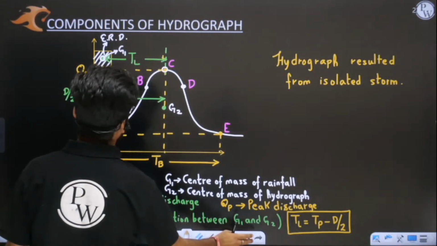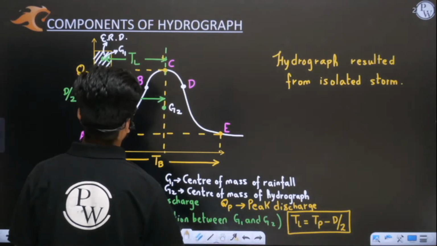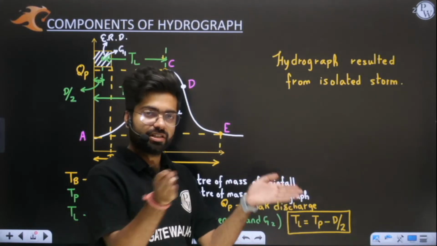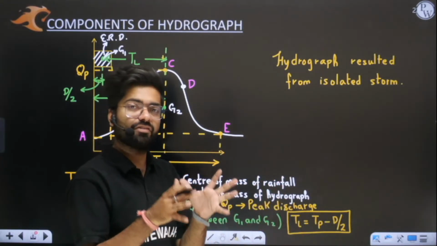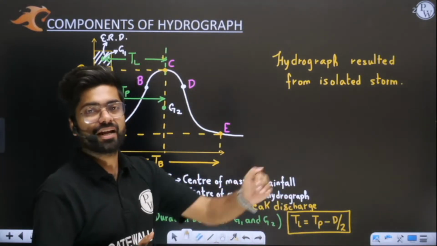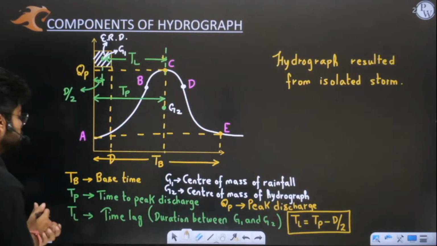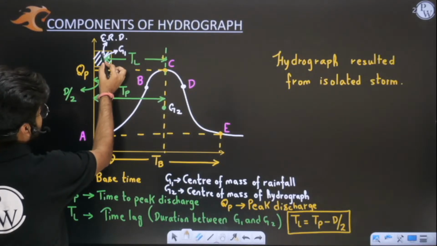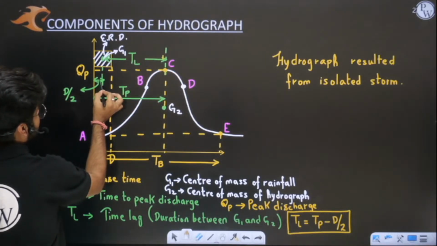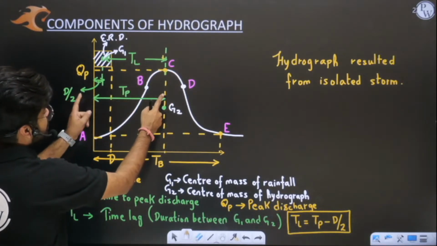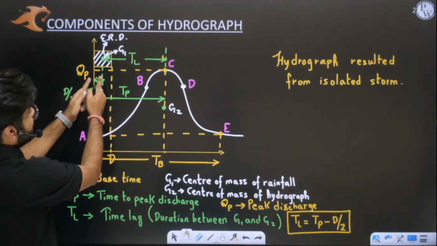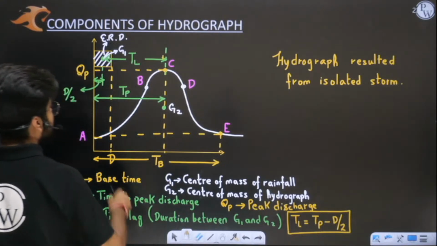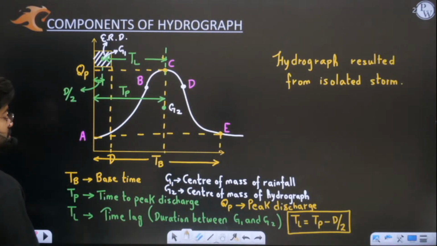If the catchment area is smaller, you can write the significance: lag time will be less because water will reach immediately. And if you have a bigger catchment area, then obviously lag time will be more. Now the relationship between lag time and TP: TL is from center to center, so this is D by 2. From TP, when you subtract D by 2, you will get TL. So the relation is TL equals TP minus D by 2.